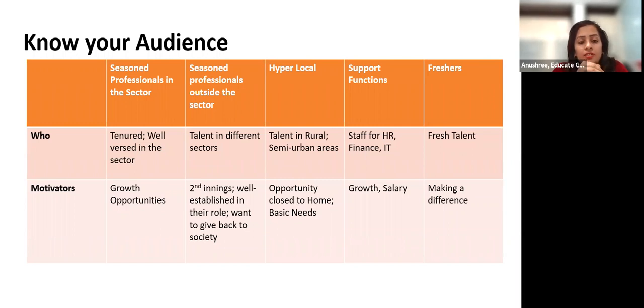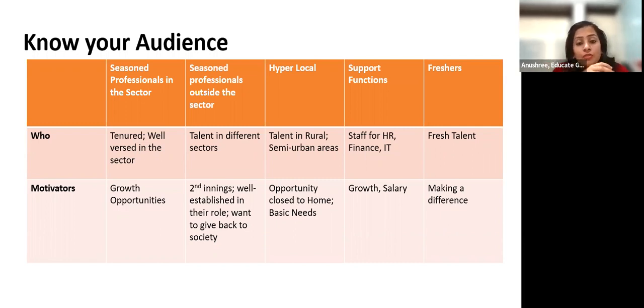So we have seasoned professionals in the sector. There are people who have completed 20-25 years and more in the M&E space, in the fundraising space. They are well versed in the sector and understand it in and out. What would motivate them to move from their current role? It's mainly the growth opportunities that an organization can offer. While somebody is tenured and has worked in the sector for long, they would be okay moving to a smaller organization in a larger role. So how do you tap those seasoned professionals, if that is the talent you're looking for?